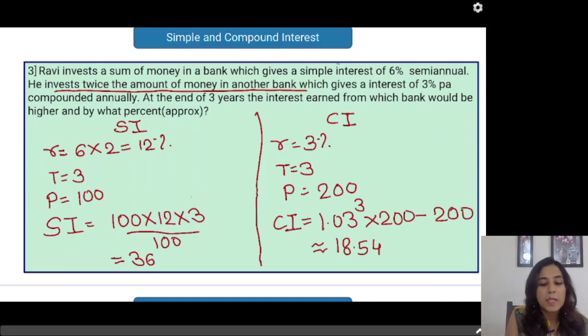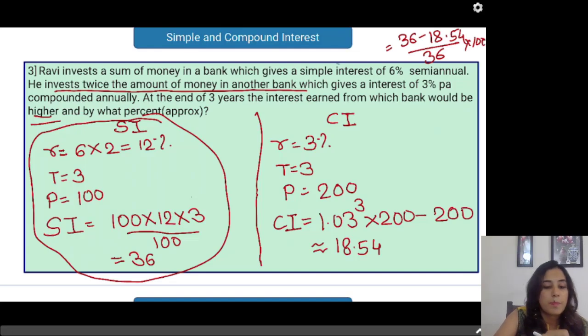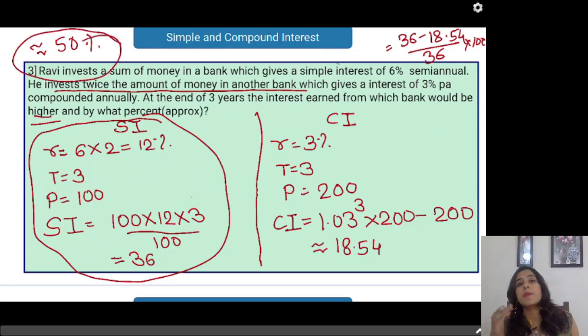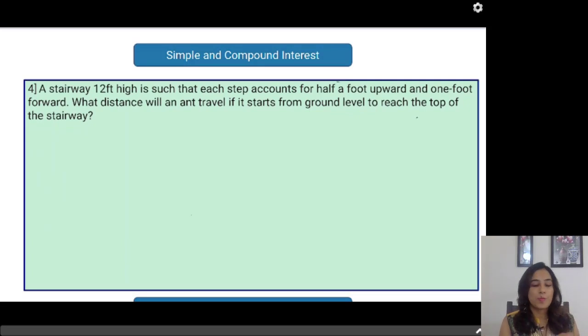So clearly the bank which is giving simple interest is the one which is giving higher interest than the bank which is giving compound interest, and it is higher by (36 minus 18.54) divided by 36 into 100%. So that comes out to be approximately 50%. So the bank giving simple interest is paying higher interest by 50% as compared to the bank which is giving compound interest. So let us see the fourth problem.